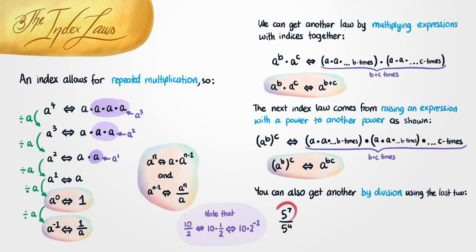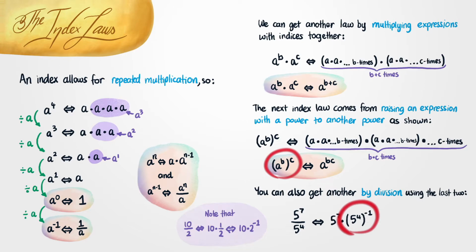Now since we have 5 to the power of 7 divided by 5 to the power of 4, then we can rewrite this as 5 to the power of 7 times 5 to the power of 4, or reciprocaled. Okay, so if you look carefully at this part over here, you'll notice that it looks exactly like this, where b is the same thing as 4, and c is the same thing as -1. So that means 5 to the power of 4, all to the power of -1, is the same thing as 5 to the power of 4 times -1. But then we know that 4 times -1 is the exact same thing as -4.